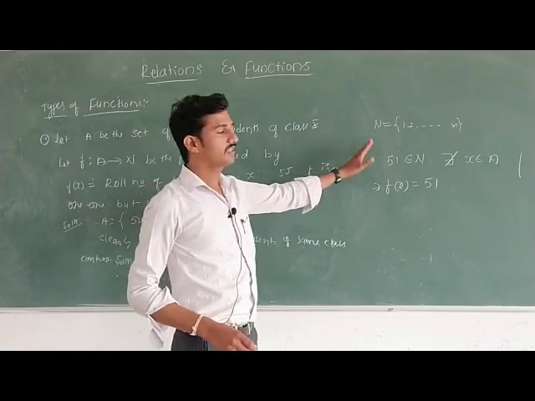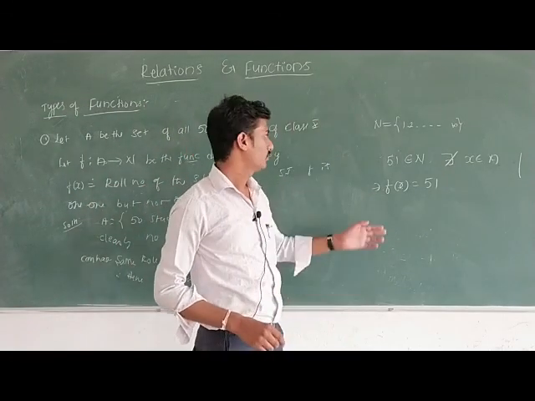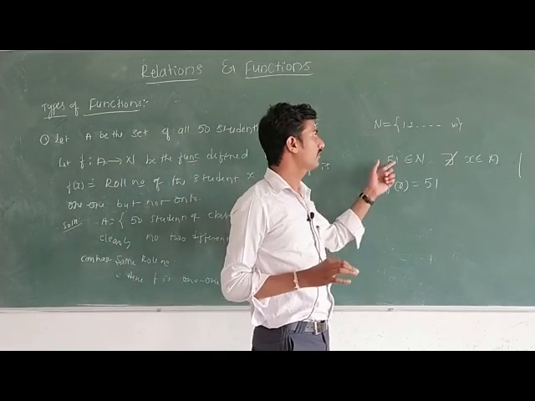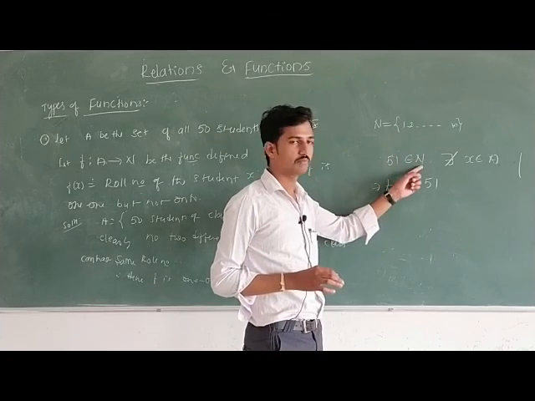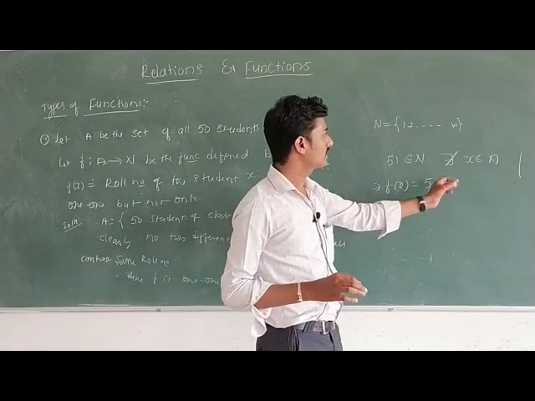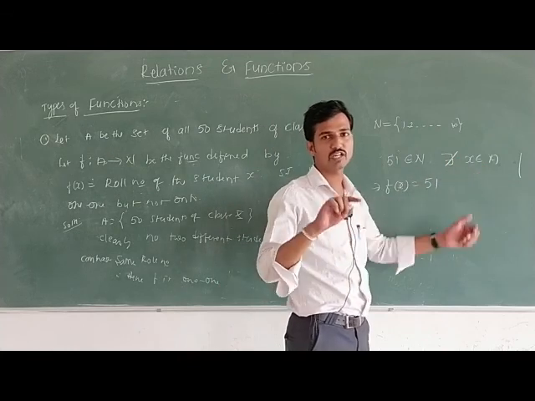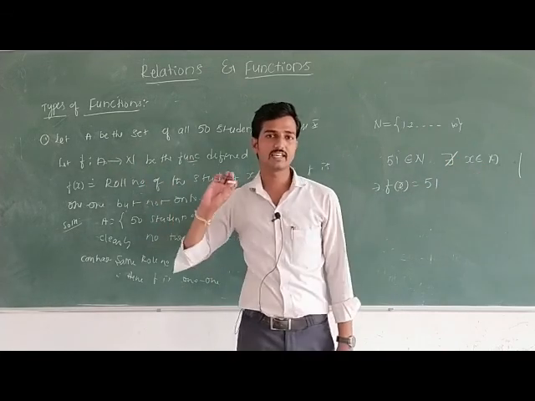See here, according to the definition of the onto function, if we consider any one element from the codomain, that is 51 which belongs to the set of all natural numbers, then there does not exist any element x which belongs to the domain. So the domain is A here, isn't it?